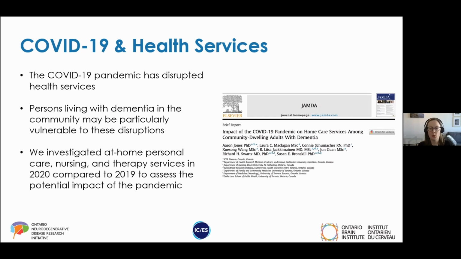And we know from previous work that people with dementia can be more vulnerable to disruptions in important healthcare services like home care services. So in this first study, which is shown on the right-hand side here, we investigated how the pandemic impacted the delivery of publicly funded at-home home care services, including support for personal support, nursing services, and services for therapies like physiotherapy and occupational therapy.